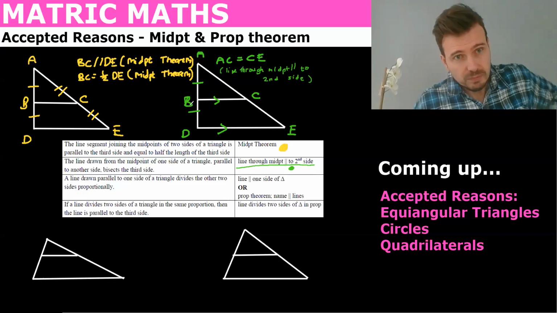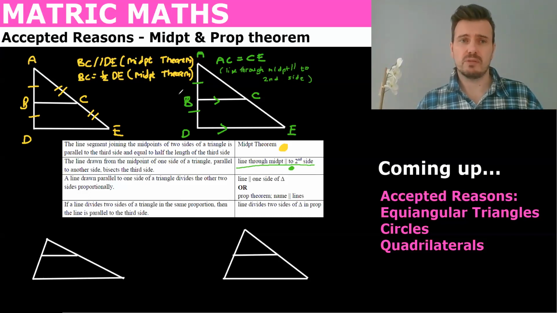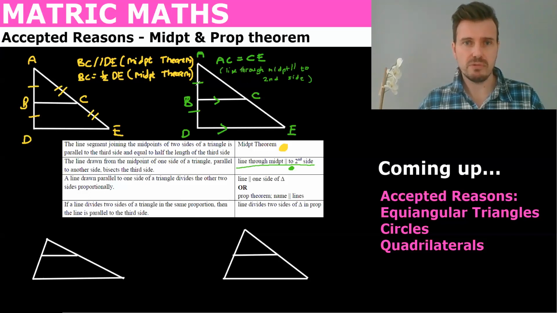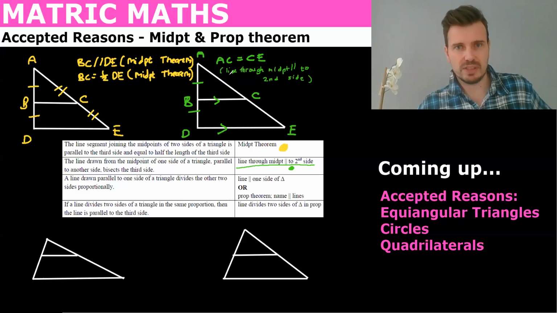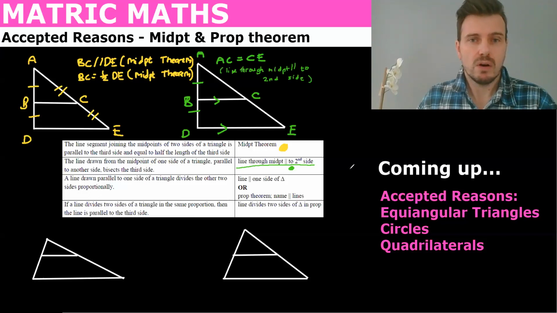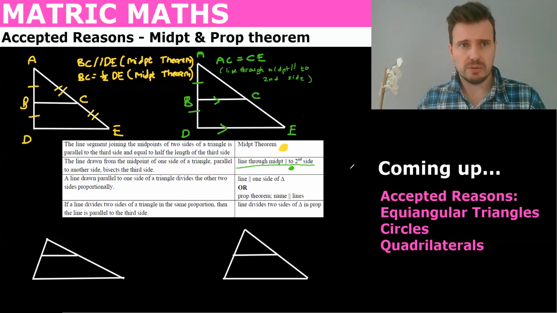Okay, so we see the difference between when you can use the midpoint theorem and when you can't. And so we need to learn this one, which is a bit trickier to learn. Line through the midpoint parallel to the second side, and that is your reason. And then you can say that AC equals CE. All right, so that is when you can use your midpoint theorem.